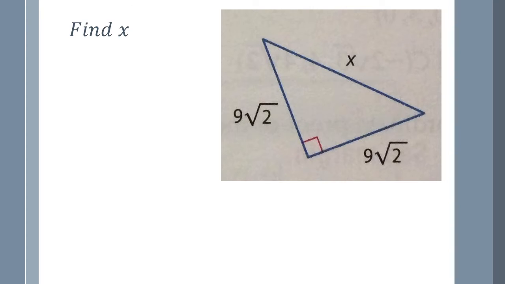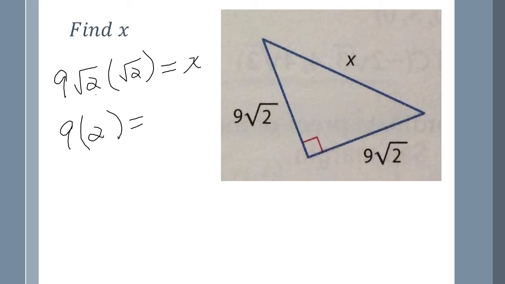Now, in this case, I'm given the legs, and they have a square root of 2 in them. So let's watch what happens. I'm going to take the leg, 9 square root of 2, and multiply it by the square root of 2, and that's equal to x. Well, the square root of 2 times the square root of 2 is 2. So this will be 9 times 2 equals x, so therefore x is equal to 18.